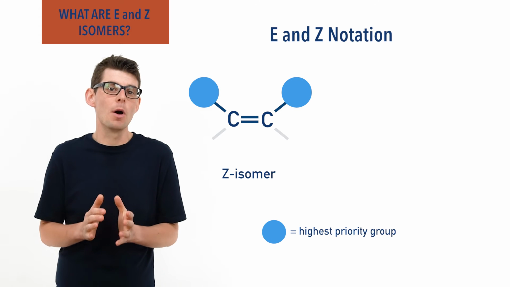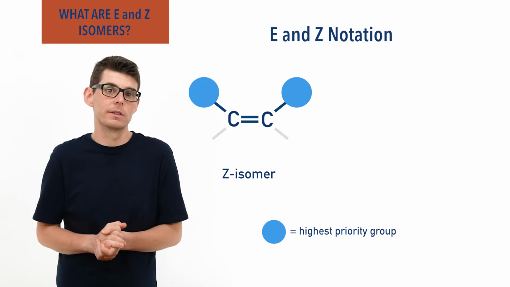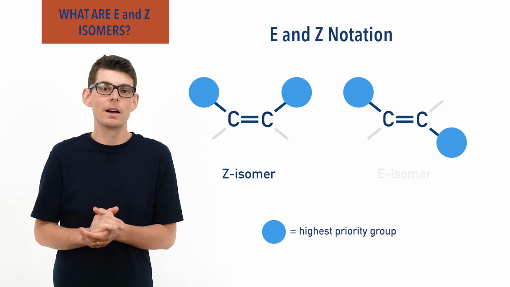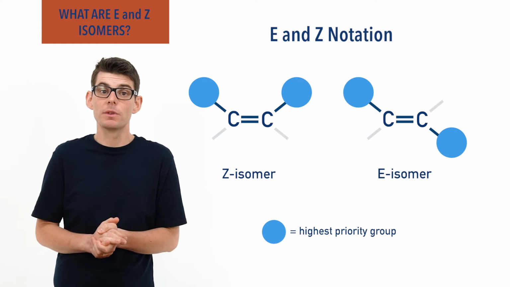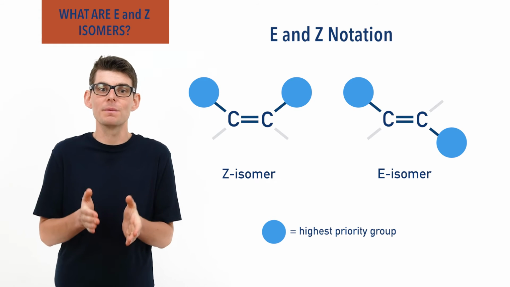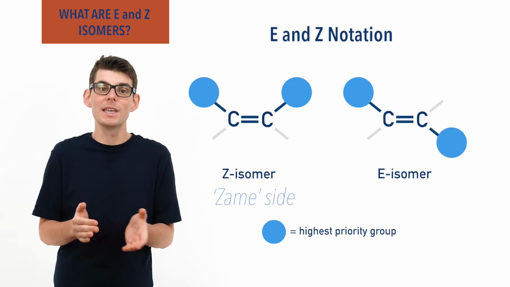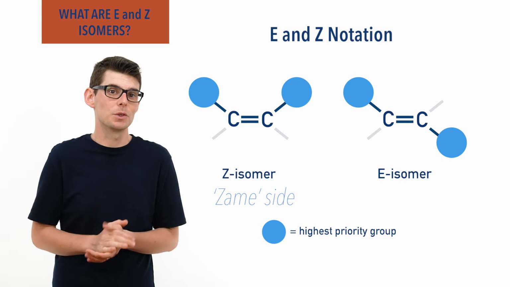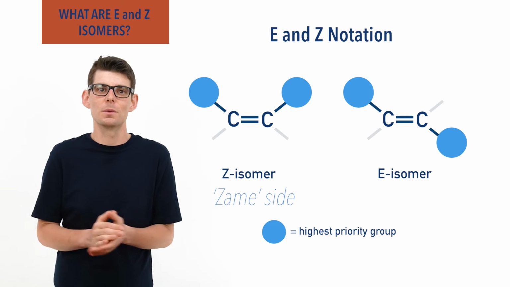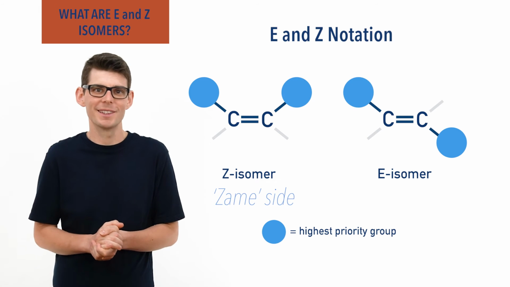If, however, both groups are on opposite sides of the double bond, we call it an E isomer. E comes from the German for opposite. If you remember Z for same, then you know E must be opposite, as there are only two possibilities. So you don't need to waste time learning two ways of remembering it.